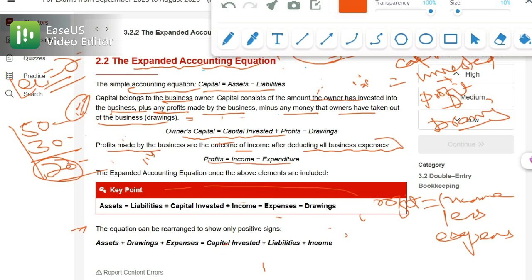The expanded accounting equation, once the above elements are included, becomes: asset plus drawing plus expenses is equal to capital invested plus liability plus income.